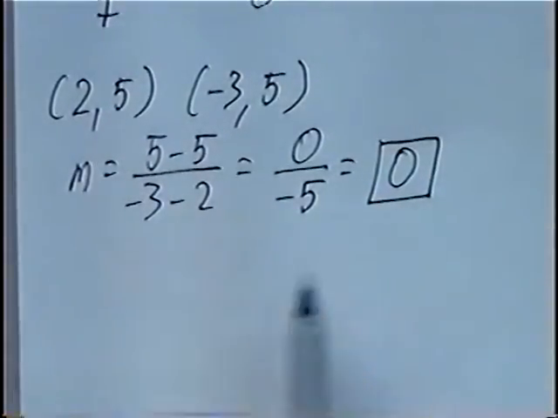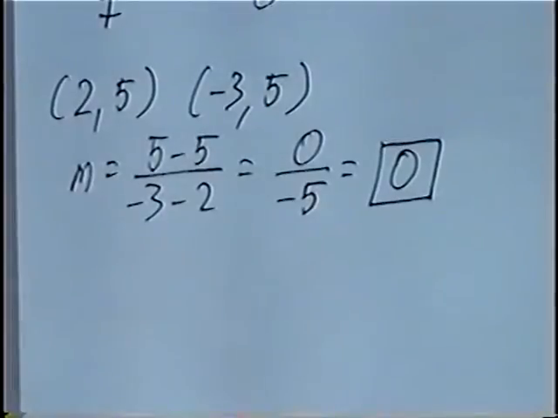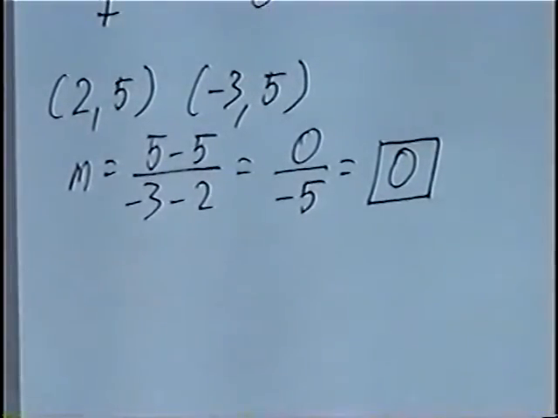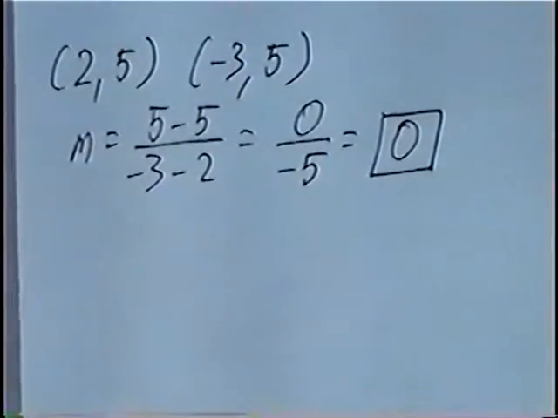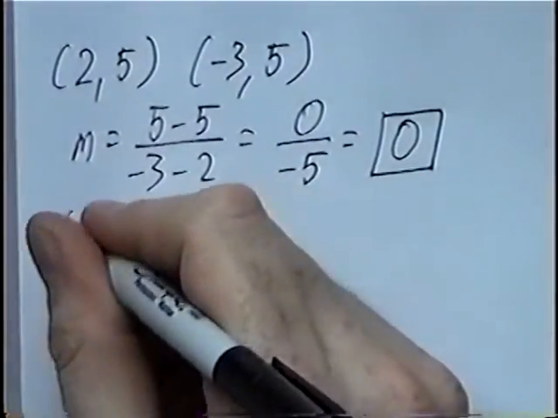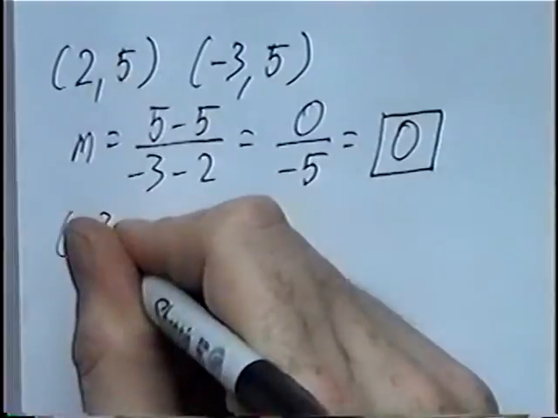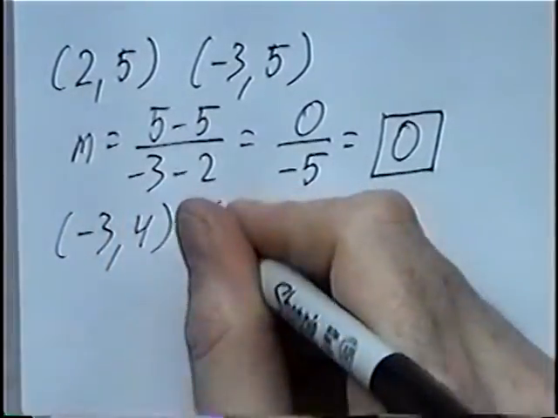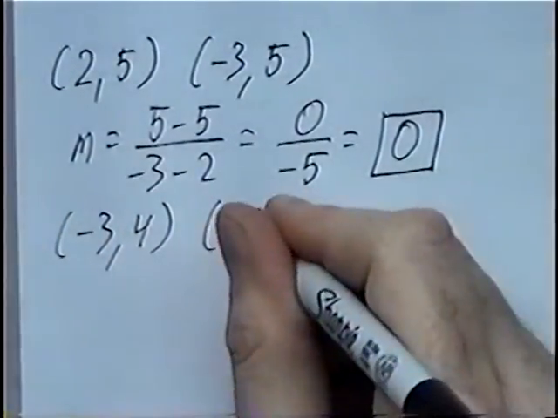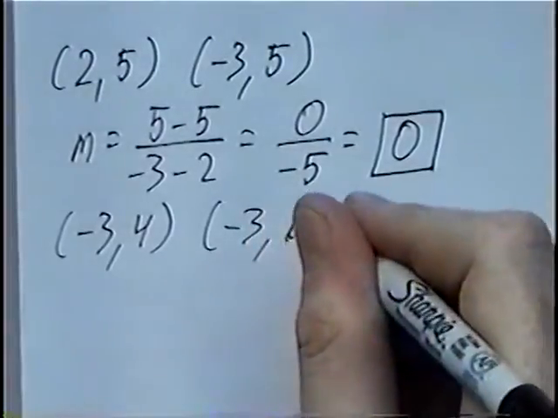So the slope between the 2 points is 0, or 0 slope is a straight line that goes left or right, or horizontal. And the last question for the section. First point is -3, 4. And second point, -3, 6.